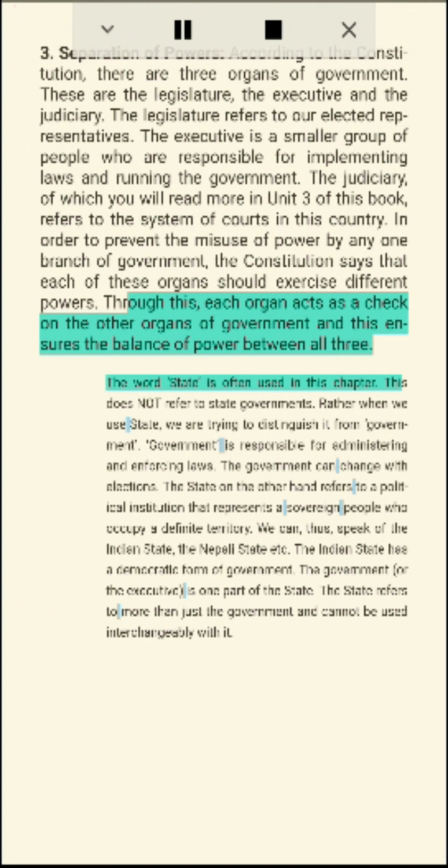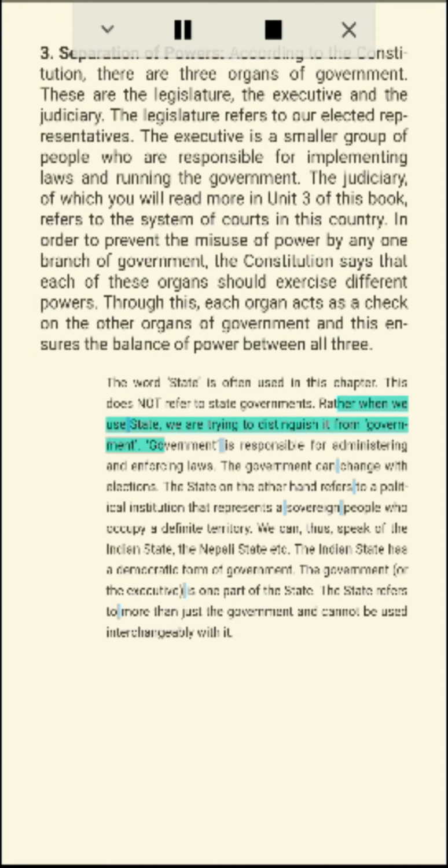Through this, each organ acts as a check on the other organs of government, and this ensures the balance of power between all 3. The word state is often used in this chapter. This does not refer to state governments. Rather, when we use state, we are trying to distinguish it from government. Government is responsible for administering and enforcing laws. The government can change with elections.